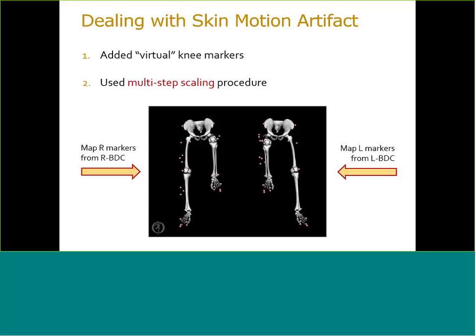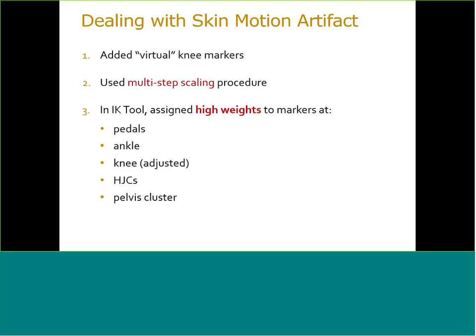We scaled the whole model based on the right leg markers with the right leg extended, and we mapped all of the right leg markers to the model at this position. Then we ran the scale tool again without changing the model size to map all the left leg markers to the model when the left leg was extended.